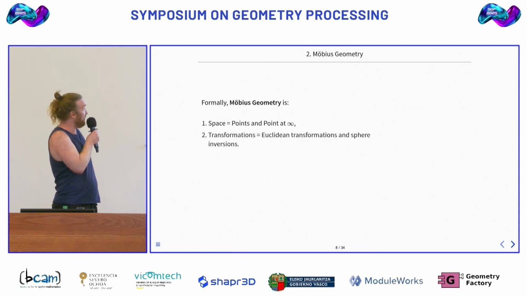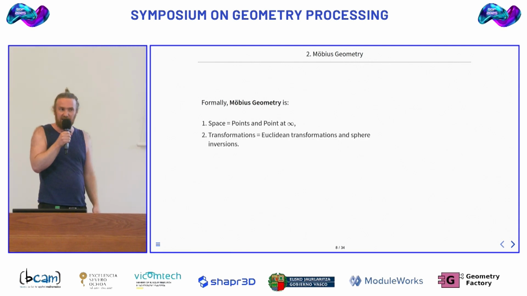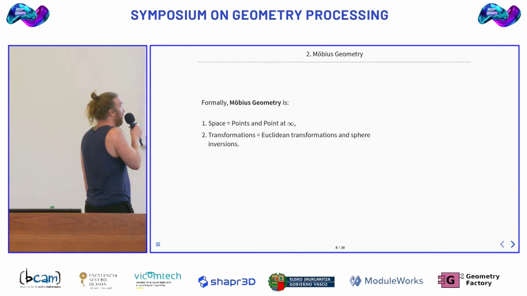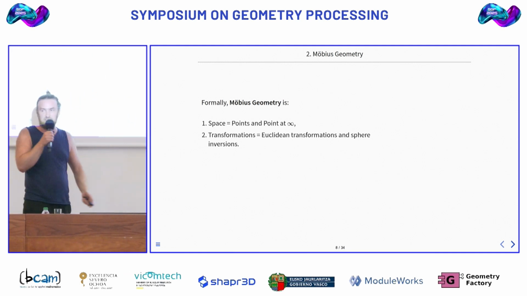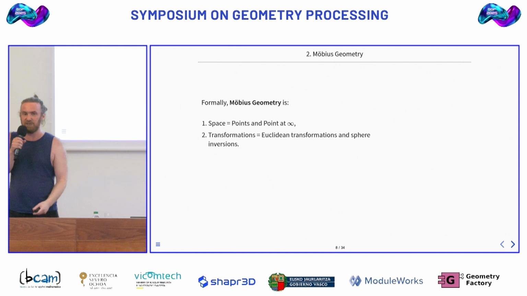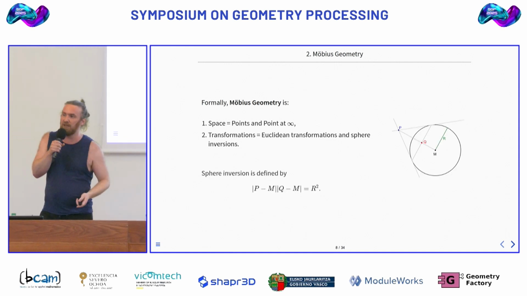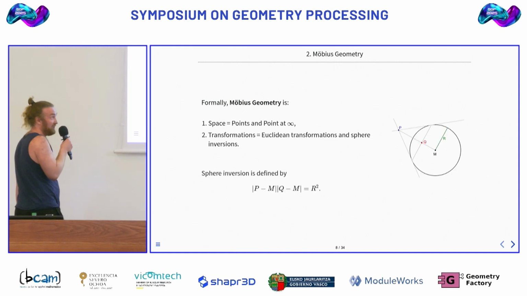And what do we allow as transformations? It's the standard Euclidean transformations, but we also allow these sphere inversions, or in the plane, they would be called circle inversions, where we reflect about the circle. That means you need to know what that is.